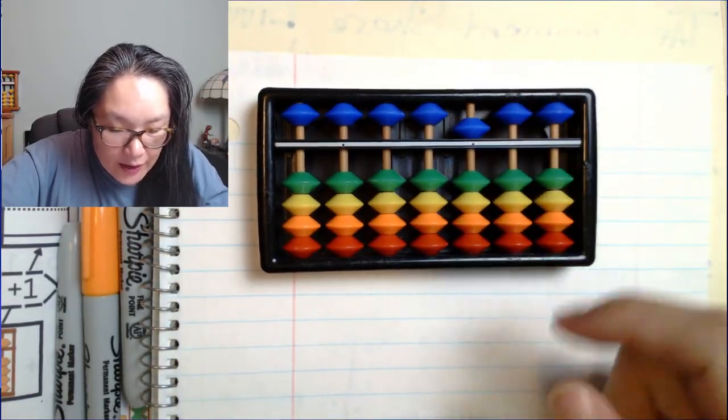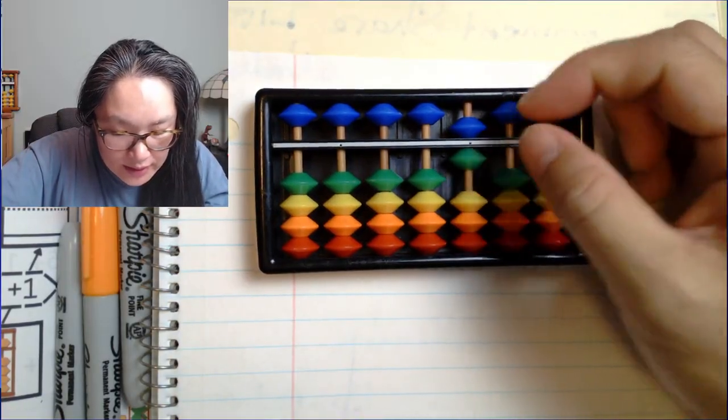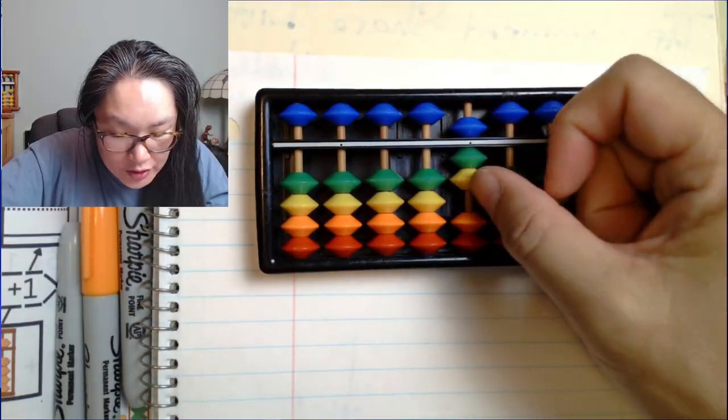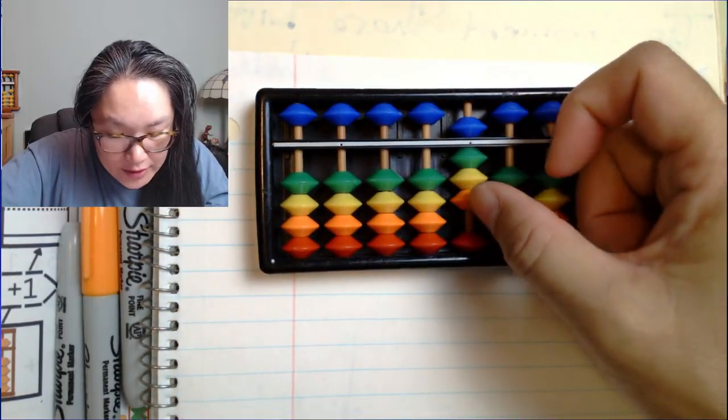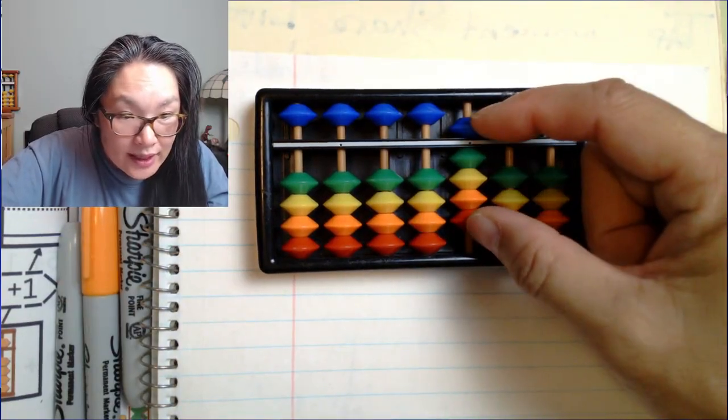So if I have 5, then I do 6. If you notice, this is 5 and 6. 5 plus 1 is 6. And then 5 plus 2 is 7. 5 plus 3 is 8. 5 plus 4 is 9. So all together is 9.